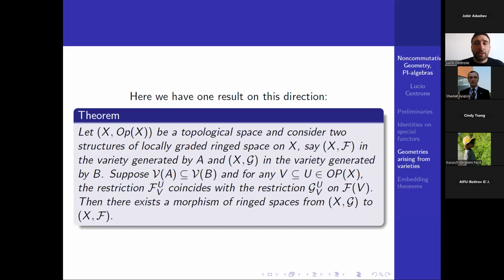You take a topological space, and consider two structures of locally graded ring space on X. The first one is XF and the other one is XG. Try to imagine XF is classical, XG is supergeometry, the variety generated by B. So suppose you have this inclusion of varieties, and suppose for any V included in U, this restriction coincides with the restriction GU. This is something technical. It's not that easy to find or to verify. So there exists a morphism of ring spaces from XG to XF. As I told you, if you have a morphism, you know how to reconstruct a geometry from a weaker one. So in this case, we have the following, which is simply a generalization of what we said before.